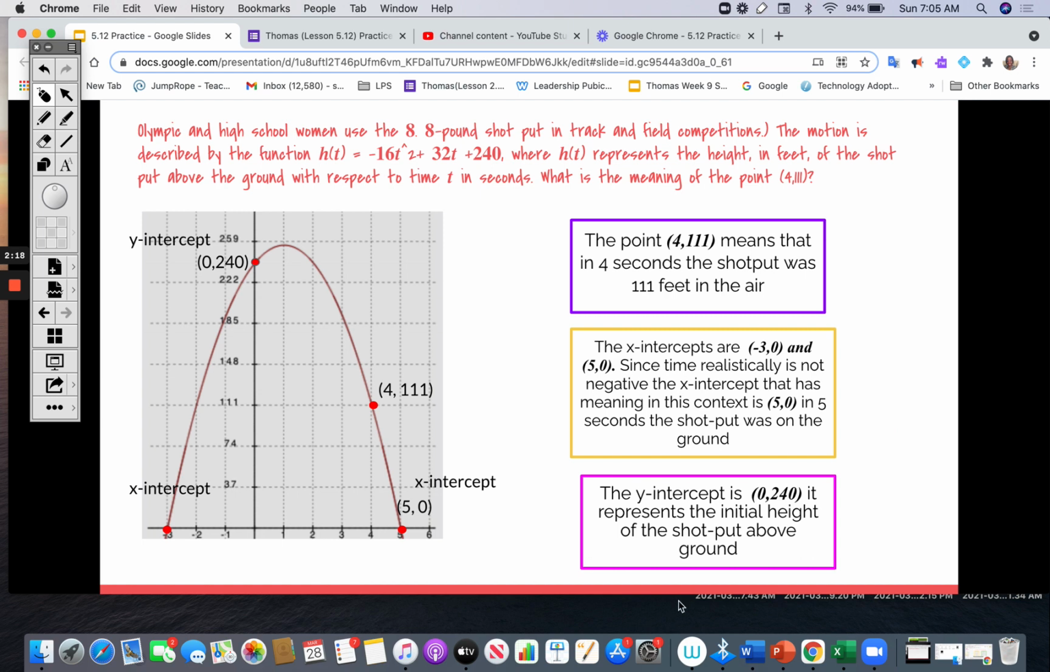Lastly, the y-intercept would be the point (0, 240). It represents the initial height of the shot put above ground. So when it was about to be tossed, it was actually 240 feet above ground. That's the initial height.